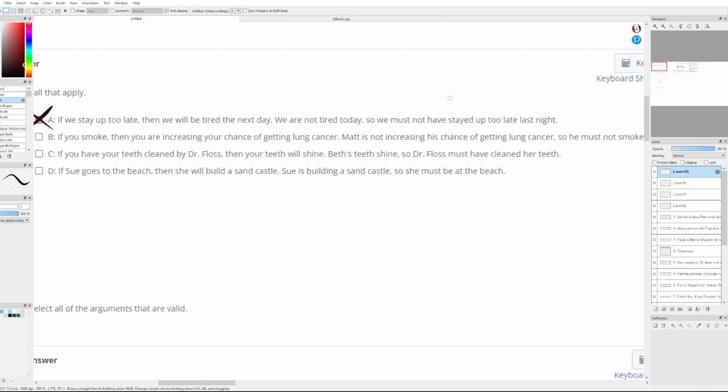To make it invalid, if it said something like, if you smoke, then you are increasing your chance of, 1 second, let me think of a way to phrase it actually.